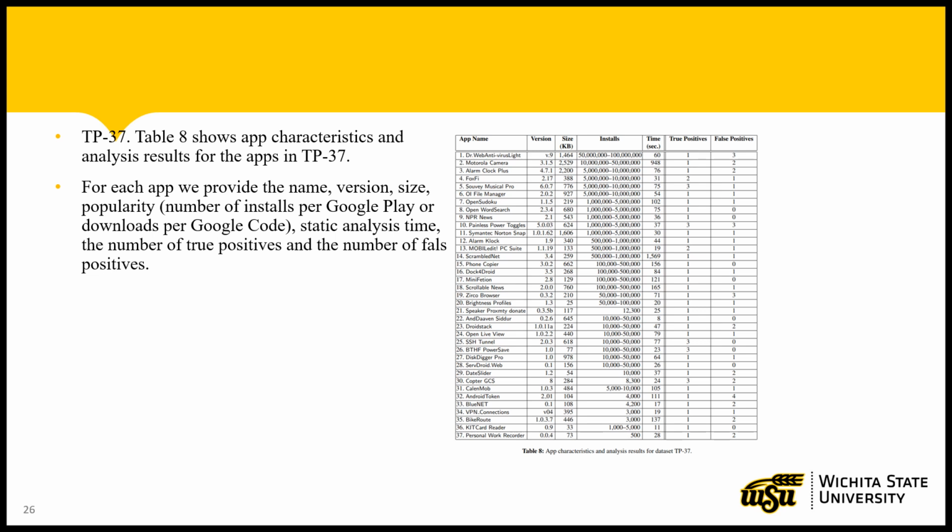Table 8 shows app characteristics and analysis results for the apps in TP37. We list the name, version, size, popularity, static analysis time, the number of true positives, and the number of false positives for every app. The true positives were confirmed using the error reproduction process, while the number of false positives can be further reduced by improving the precision of the static analysis. We found the process of triaging to be quite efficient. Hence, even for apps with a high false positive rate, we believe that the error reproduction burden is acceptable.